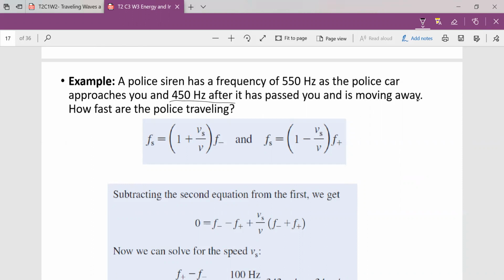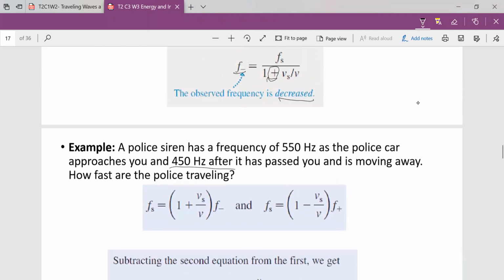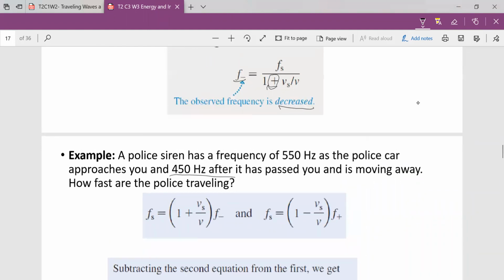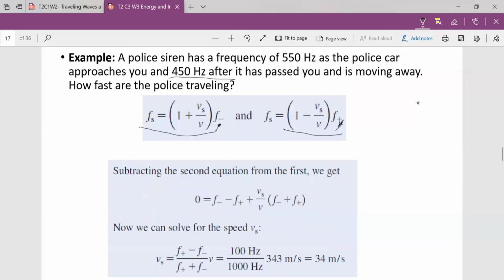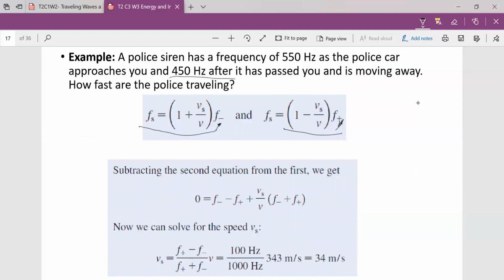From the equation given earlier for the frequency, if you make this the subject of the formula, that's what we did to get this expression for the frequency when it's receding and for the frequency when it is approaching. Now that we have the frequency when it's receding and when it's approaching, we want to know how fast the police car is traveling.